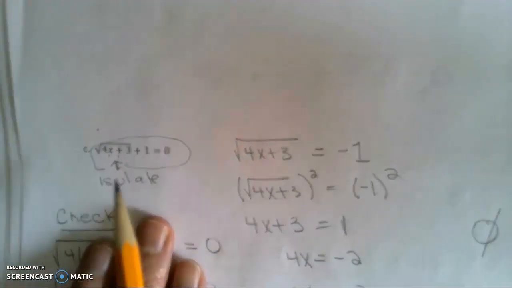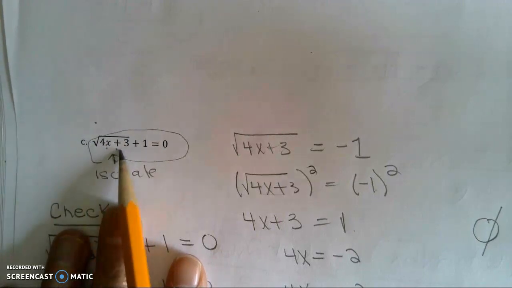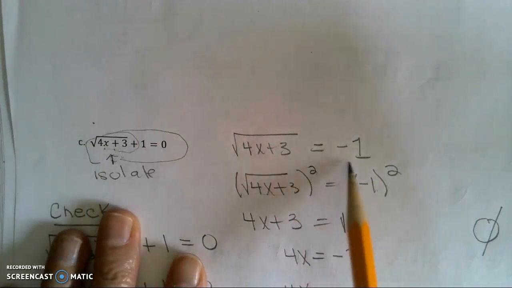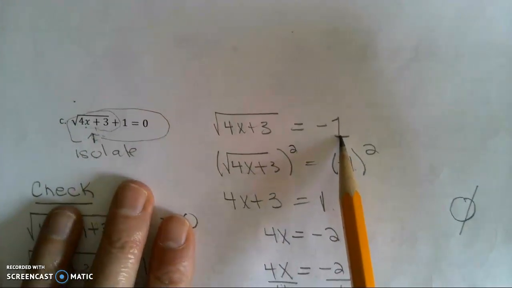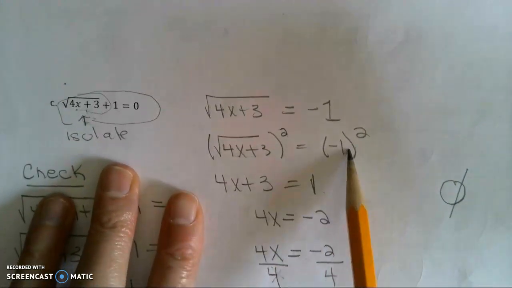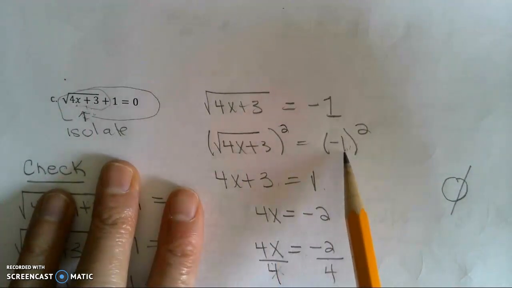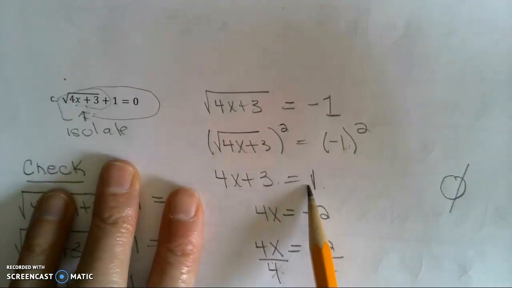The first thing you want to do is isolate your radical. So I'm going to get this by itself. I subtracted 1 from each side. Now we use a power rule. I square each side, is what I should say. This comes out to be 4x plus 3 inside the radical, and then negative 1 times negative 1 gives me positive 1.